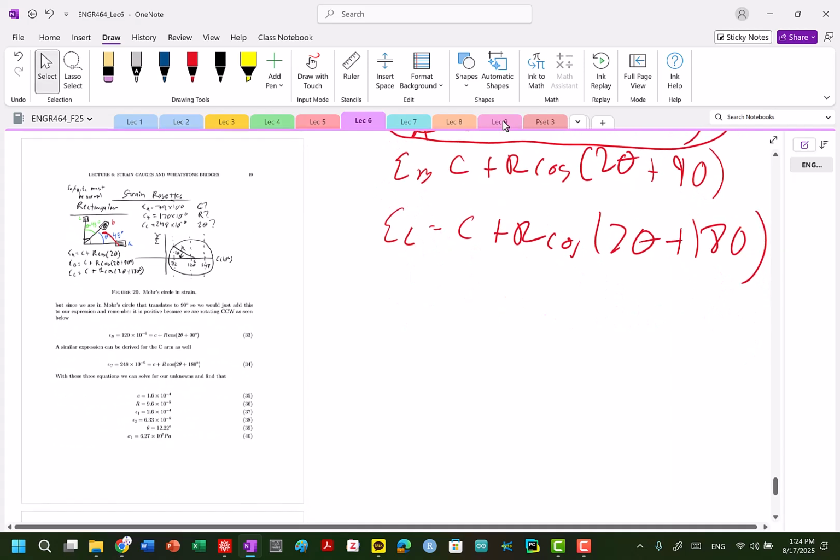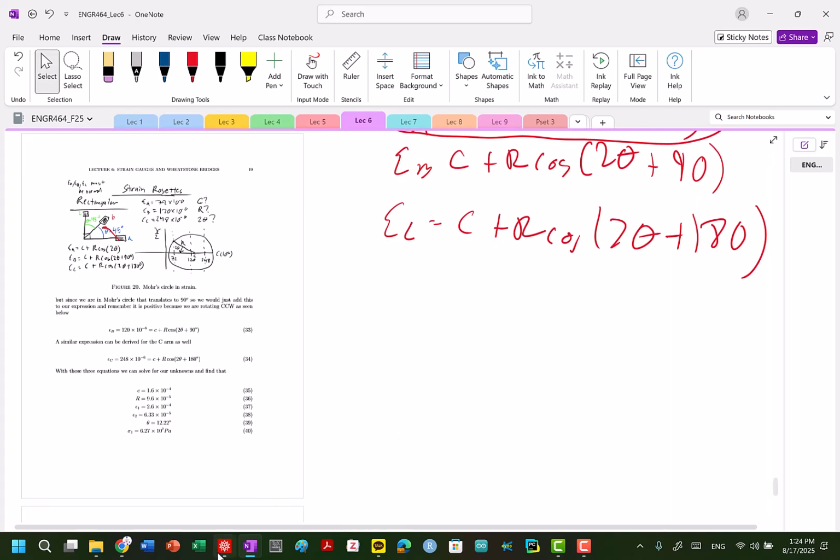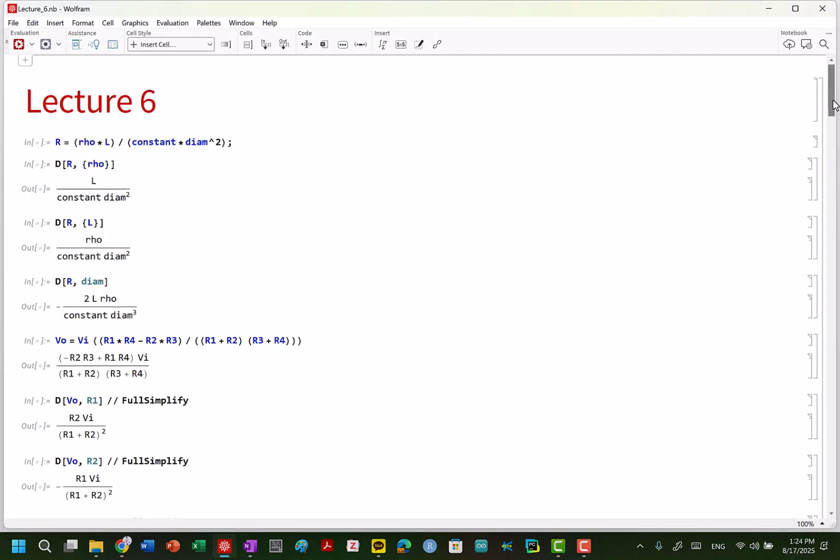So let's go ahead and see how it works. I can solve this. Now I'm definitely going to go to Mathematica.